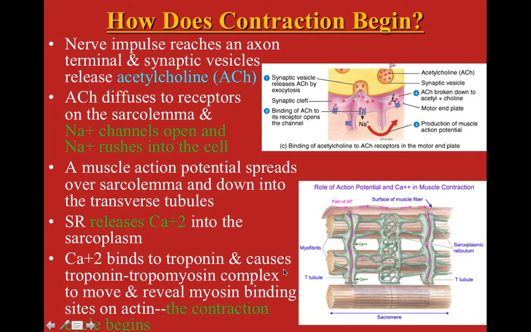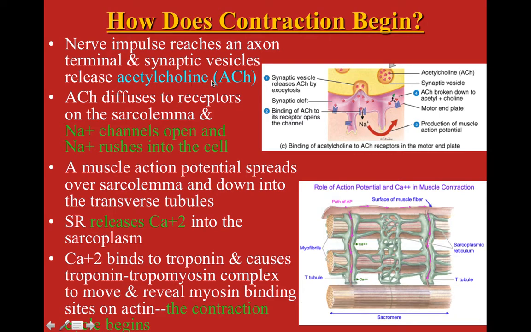All right, so how does the contraction begin? Here we go. In order for your muscles to contract, this has to happen. The first thing we see happening is a nerve impulse reaches an axon, which is the end of the neuron. It reaches that axon terminal and the synaptic vesicles release the neurotransmitter acetylcholine.